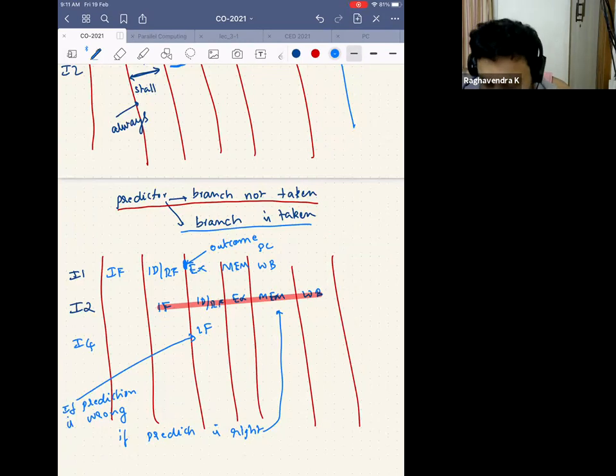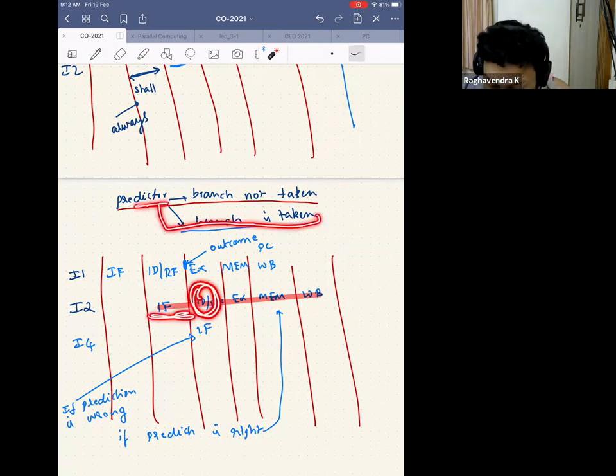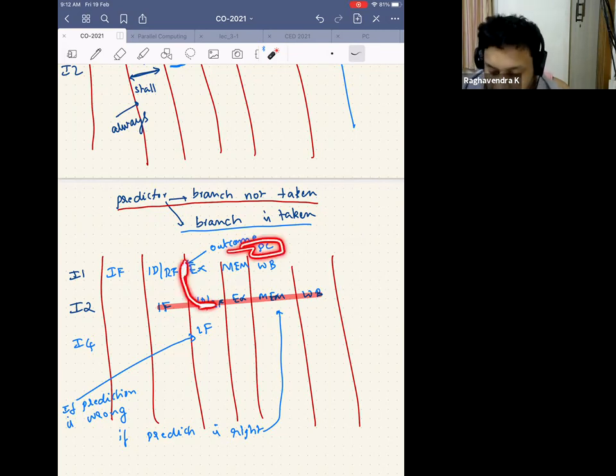So now, can I predict the branch is taken? In this particular pipeline, I will not be able to get any benefit by predicting branch is taken because both the outcome of the branch and the exact PC value are known only here. So if I start predicting that the branch is taken, then I can fetch it only here, which means that there is always a stall.